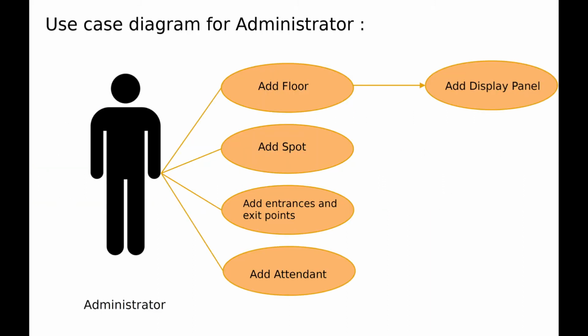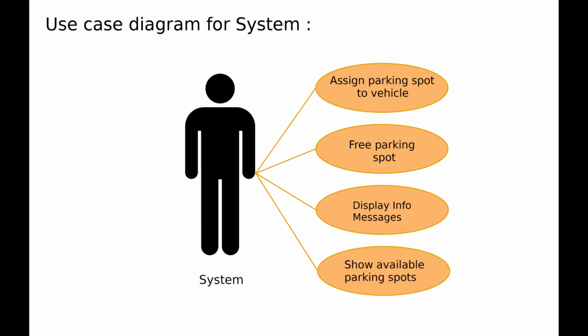Now let's look at some of the use cases of our design. First we have the admin module. The admin module will have use cases like adding floors to the parking lot, adding parking spots to the floor, adding a display panel on each floor, adding entrances and exit points to the parking lot, and also assigning an attendant to an exit point. Then we have the system module. Use cases for this module are assigning a parking spot to a vehicle and freeing a parking spot when the vehicle leaves, displaying messages on the display panel like parking full or available, and showing available parking spots.